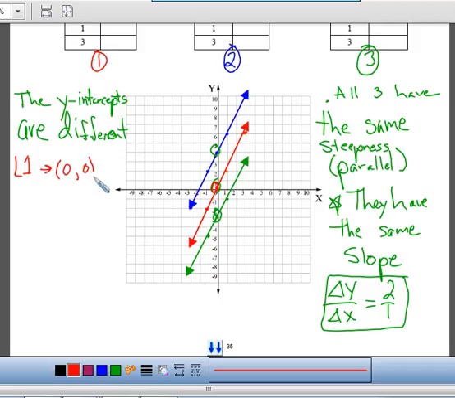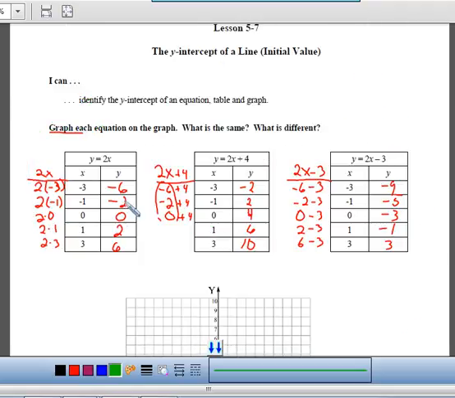And you can see that in the table too. For line 2, it's right here, and it's 0, 4. And for line 3, that's right here, it's 0, -3. Now, if you look in the table, you should actually be able to see these same 3 points. So let me go back to that. They are all right here, where the input value is 0.